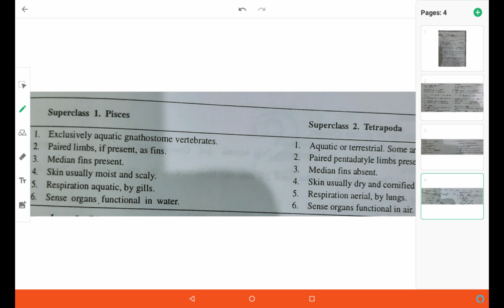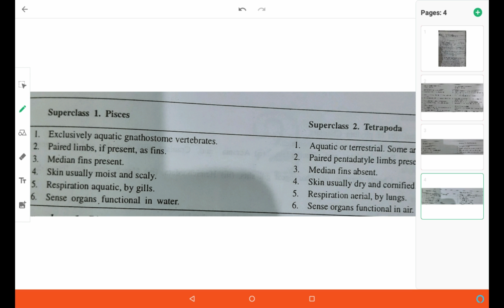Median fins are present in pisces, whereas median fins are absent in tetrapods. If paired limbs are present in pisces, they are only present in the form of fins, whereas in tetrapods, fins are absent, but paired pentadactyl limbs are present. The pisces have moist and scaly skin, whereas skin is usually dry and cornified in tetrapods due to terrestrial mode of life.